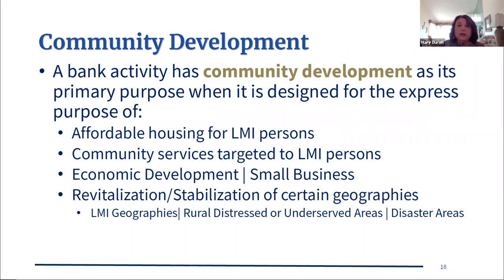Next. So what is a community development? It has to have a primary purpose that is designated for the express purpose of affordable housing for low and moderate income. Remember LMI: the limit is 80% or less than area median income. And this is still true for rural areas. That's not where the exemption is.